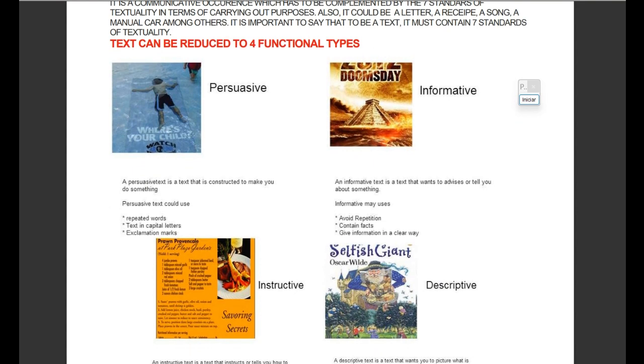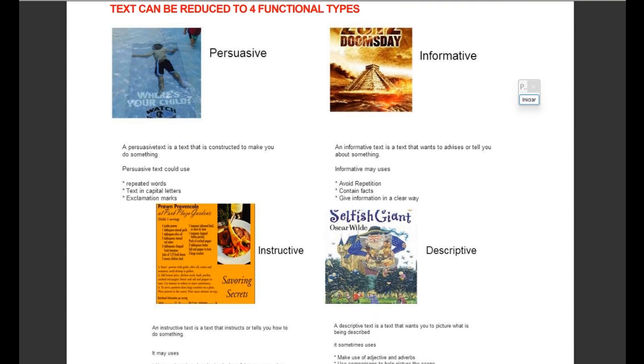The text can be reduced to four functional types. Persuasive, which is a text constructed to make you do something. The text could use repeated words, text in capital letters, exclamation marks. Then we have informative. This one wants to advise or tell you about something. This may use repetition, facts, and information in a clear way.